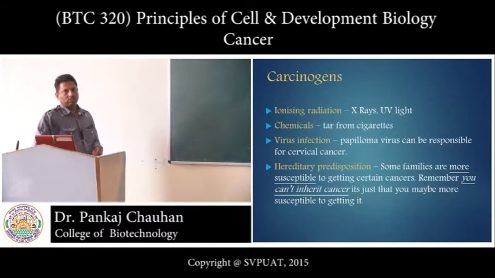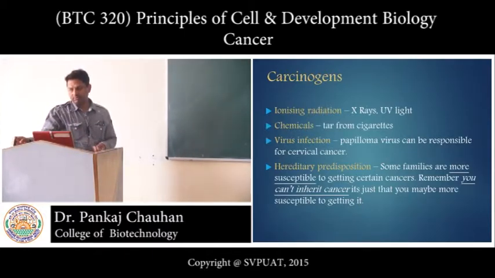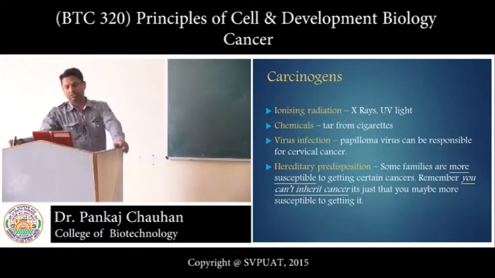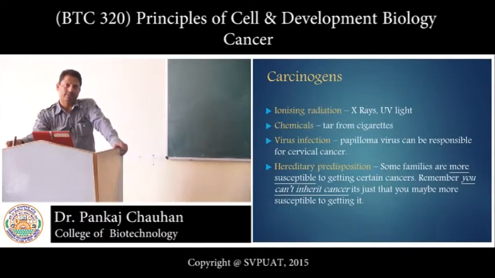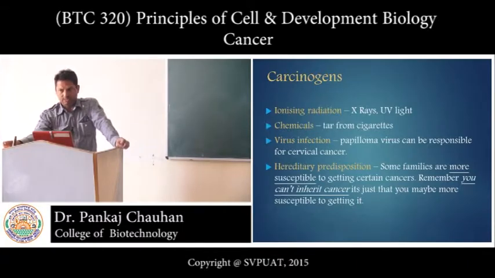And what are the carcinogens? Because there is a lot of variety of carcinogens, there are a lot of chemicals and different reasons due to which a normal cell becomes cancer. They are categorized actually. If you categorize them, the first category is ionizing radiation, in which X-rays and ultraviolet rays come in. If you are talking about chemicals, there are a lot of chemicals which are responsible for a normal cell becoming a cancer cell, like tar from cigarettes. And of course virus infection is also another reason for normal cells becoming cancer cells. For instance, the papilloma virus is responsible for cervical cancer.